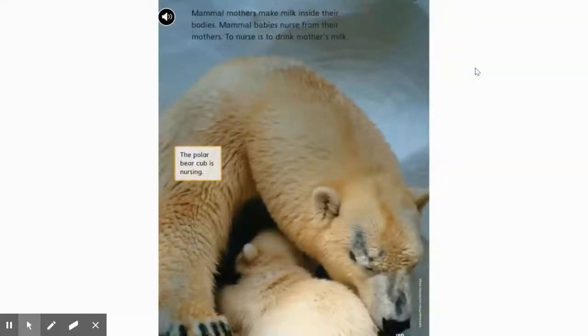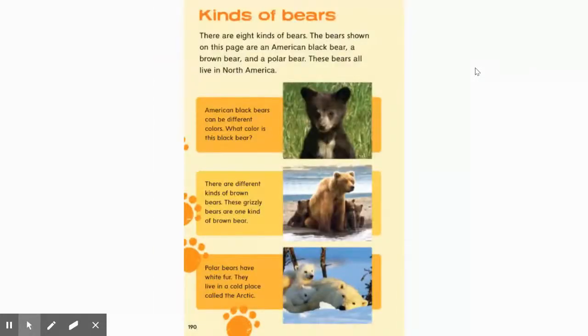Here we are. This is a picture of a polar bear cub, and the polar bear cub is nursing because mammals make milk. And on this page, we learn about a few different kinds of bears. Like I mentioned earlier, we learn about the black bear, a grizzly bear, a polar bear. So on this page, we learn, boy, a lot of facts about different kinds of bears.